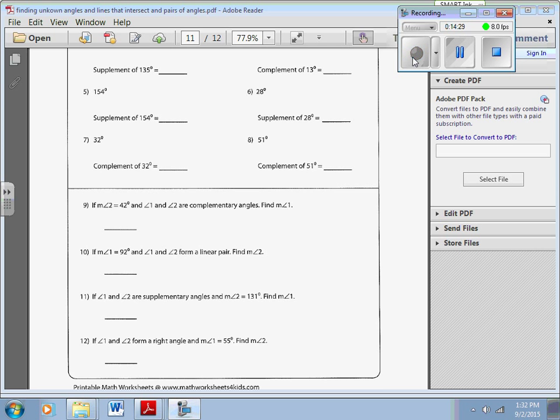Only if you've shown all your work and you've checked your answers on 1 through 8 that you know you got those right, go ahead and start 9 through 12 then. Read the questions carefully on 9 through 12.